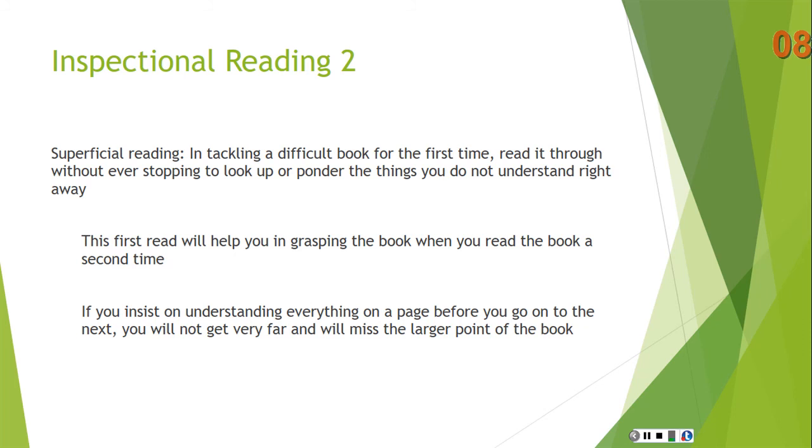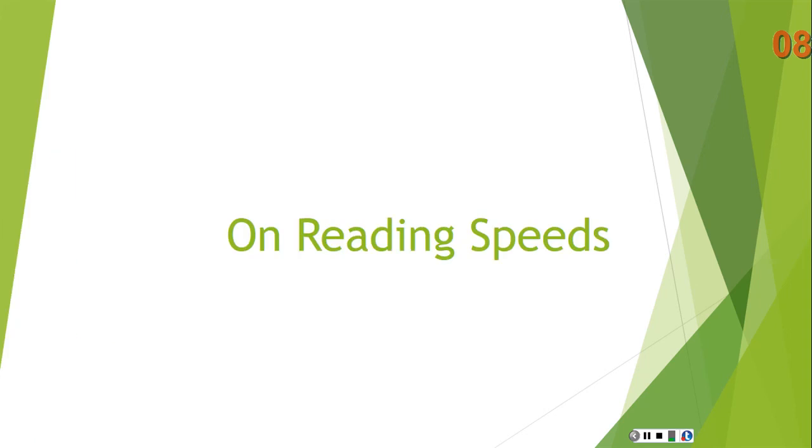Really what you're trying to do is get a little bit more detail on the gist or the main point of the book. Because if you insist on understanding every word on a page before you go on to the next page, you're going to get bogged down. You're not going to get very far with a book, and you're going to miss the larger point. So this superficial reading is really designed to give you an overall picture of the book. Okay, so that's inspectional reading. First, you're looking at the title page, the index, the table of contents and such, and then you're doing a full read-through as quickly as you can, not stopping, not going back, not looking in the index, to see what you can understand. That's before you do analytical reading, which is the 3rd level of reading.